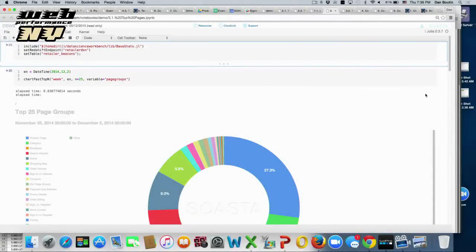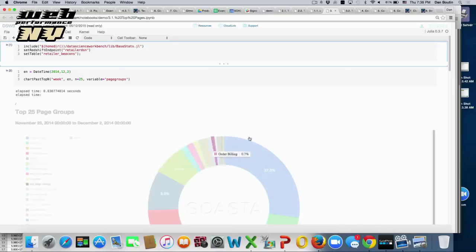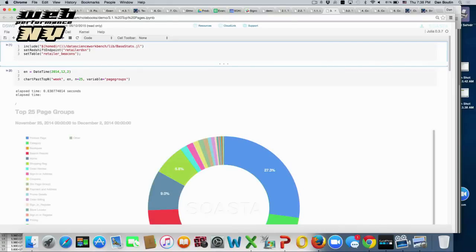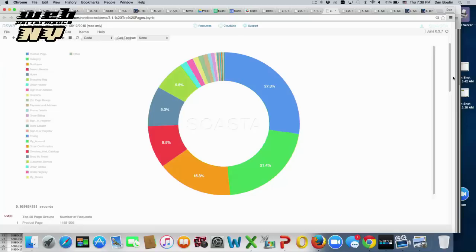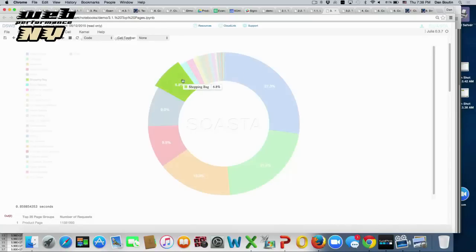So the other thing you can do, and I can slice and dice the visualization another way, is if I wanted to actually look at the top 25 page groups for this website. Again, another example of a different visualization. 27% is product page, 21% category.